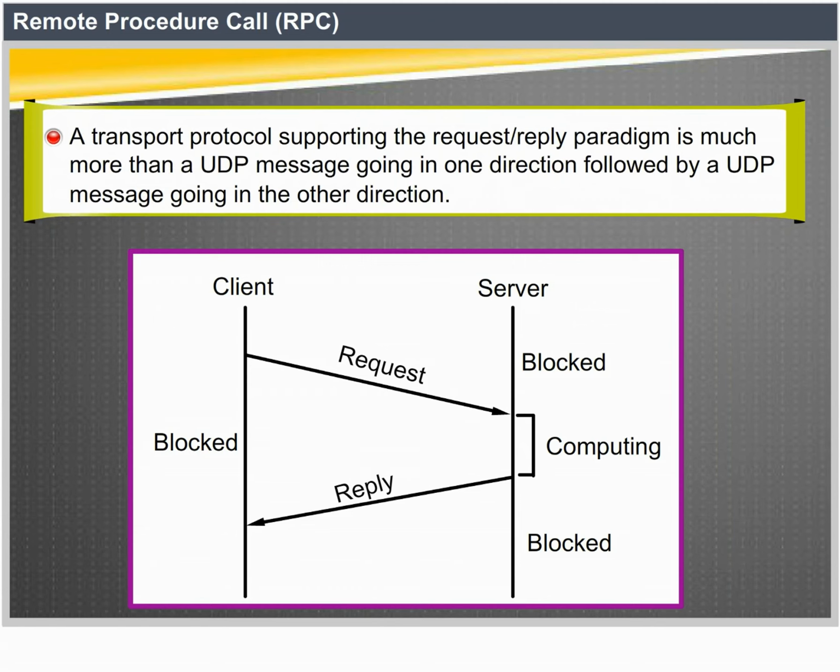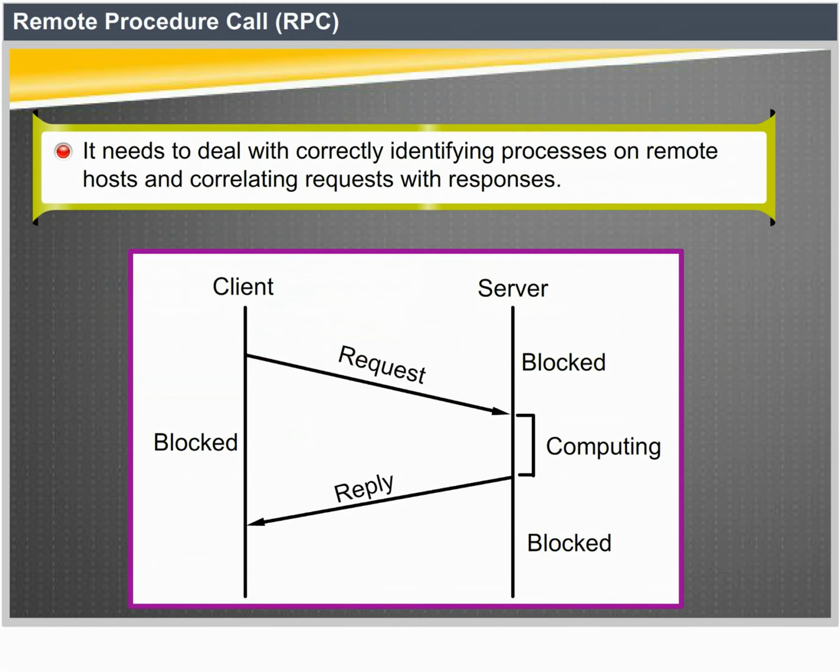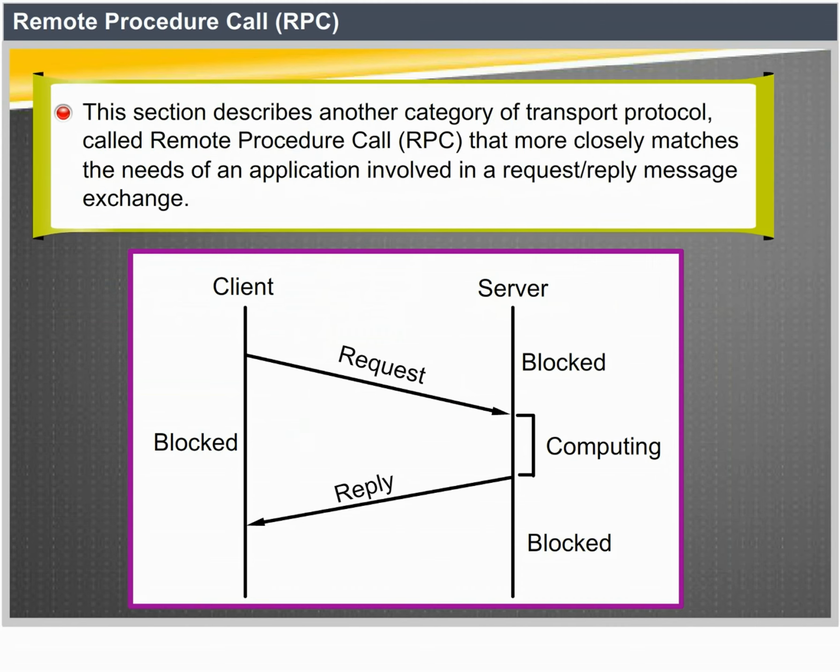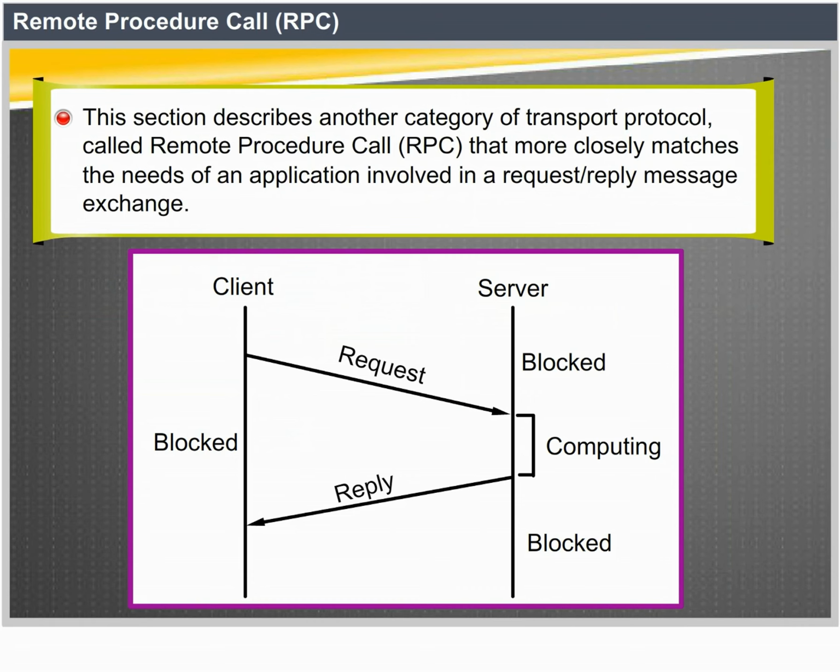A transport protocol that supports the request-reply paradigm is much more than a UDP message going in one direction followed by a UDP message going in the other direction. It needs to deal with correctly identifying processes on remote hosts and correlating requests with responses. This section describes another category of transport protocol called Remote Procedure Call (RPC) that more closely matches the needs of an application involved in a request-reply message exchange.